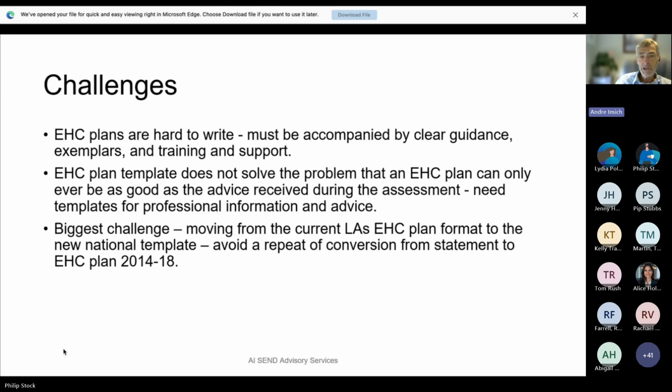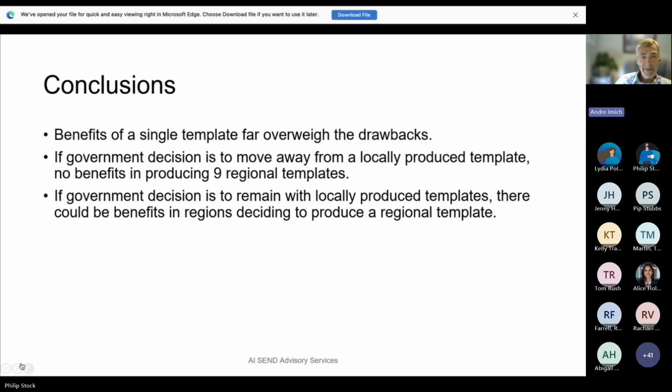But we need to make sure, whenever I've talked in my role as DFE about the move to a single template, it's always welcomed. But of course, it's always welcomed with people also holding their breath, as long as it's the one we've got, because of course that change is quite a challenge. So, final slide, I think, is that the benefits of a single template far outweigh the drawbacks. Undoubtedly, it would be very beneficial to the system as a whole to have a single template.